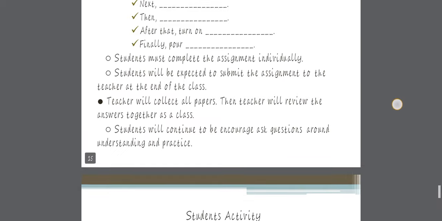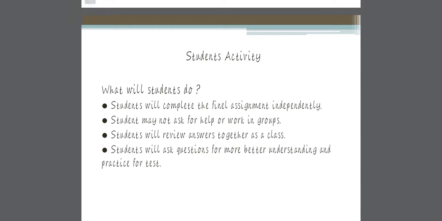And for the student activity, what will students do? First, by independently completing the task, the students will know how much they have understood the material. Doing it independently means they cannot ask for help to complete it. The first and the last sub are related to each other because reviewing together will help students see whether their answers are right or wrong.